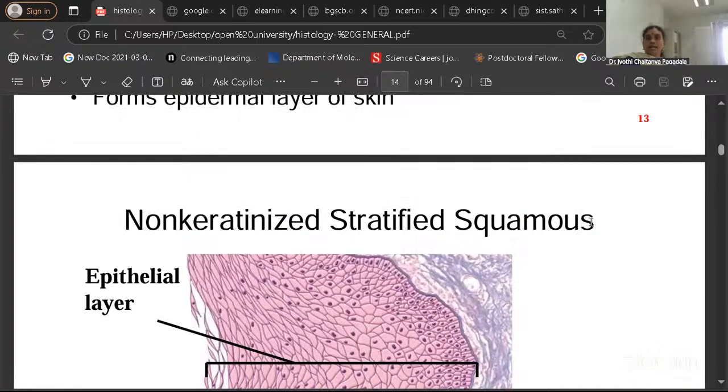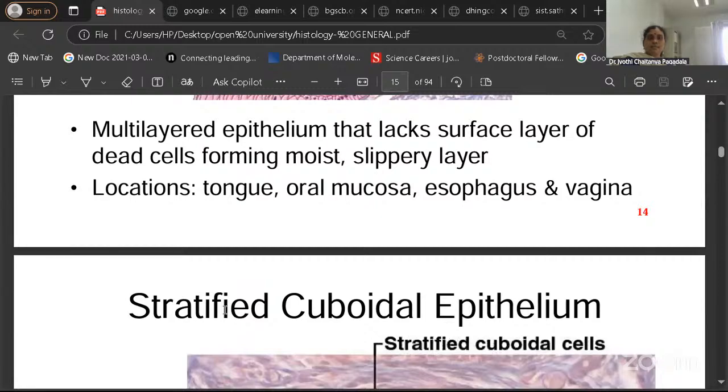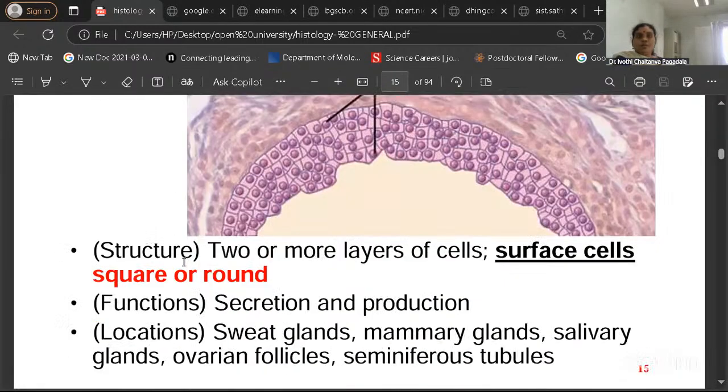Stem cell. Stratified cuboidal epithelial cells you can see in the structure: two or more layers of cells. Those are surface cells, square or round in shape. Functions are secretion and production, in sweat glands, mammary glands, salivary glands, ovarian follicles, and seminiferous tubules.